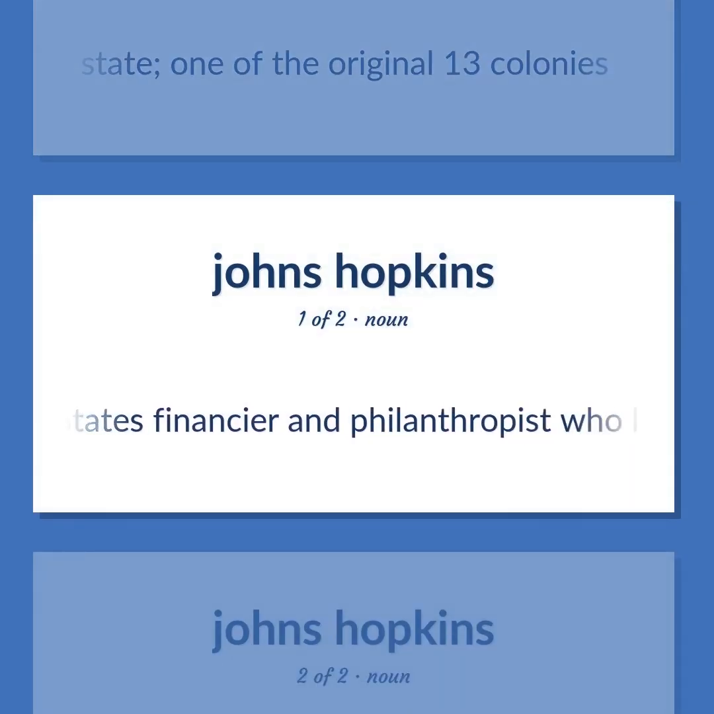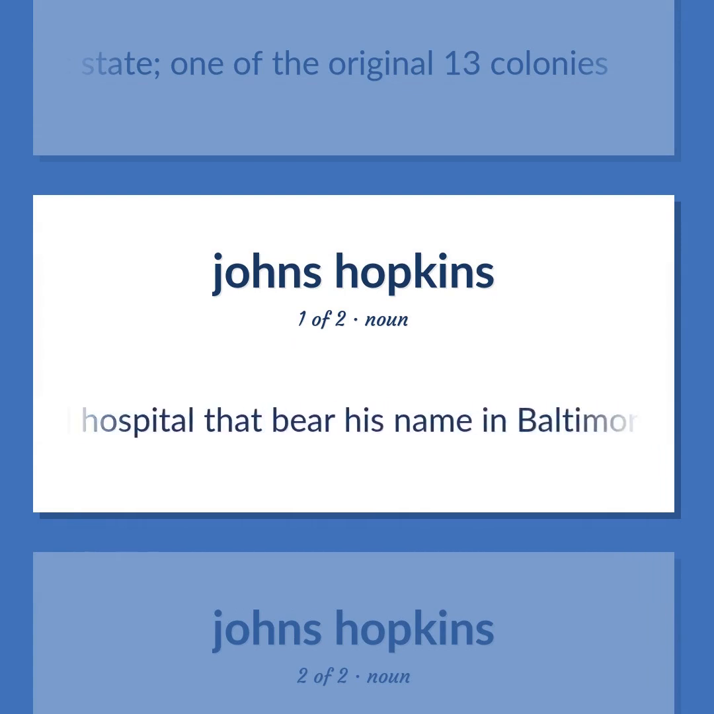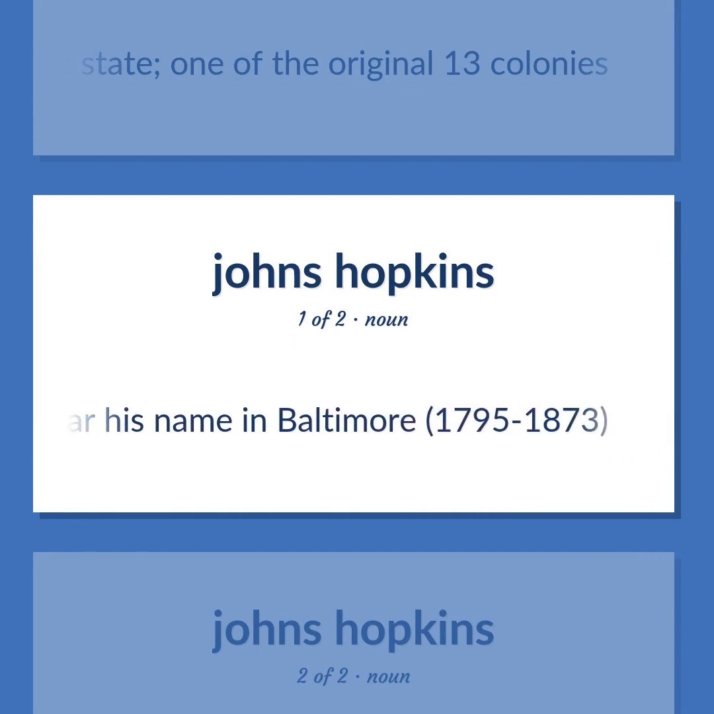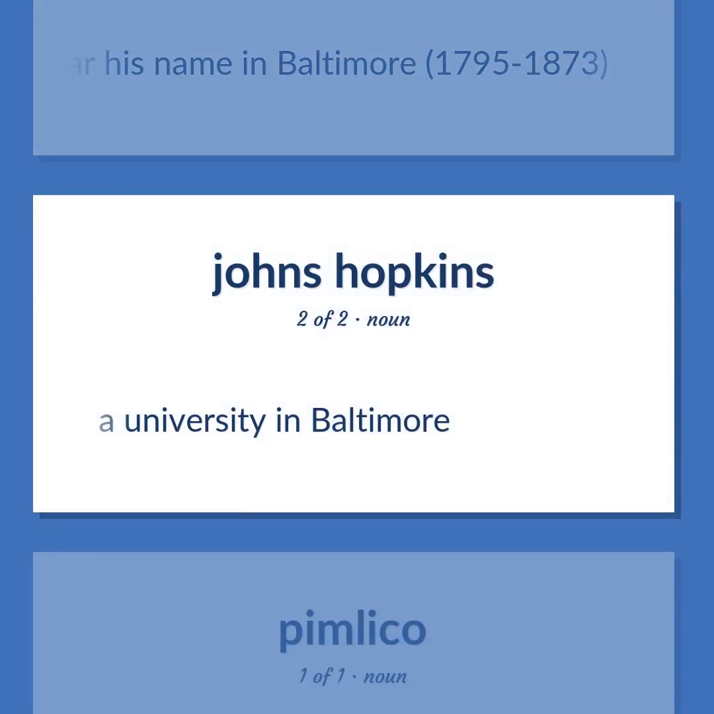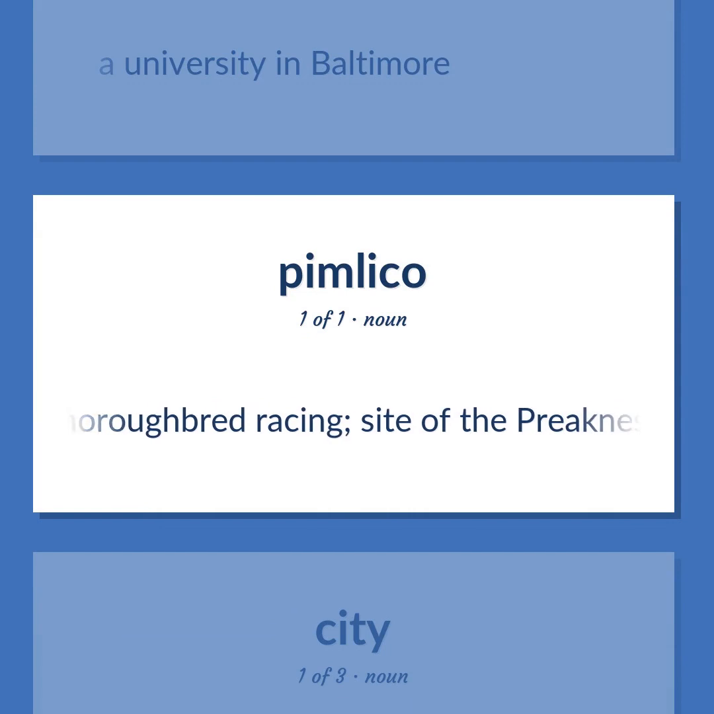United States financier and philanthropist who left money to found the university and hospital that bear his name in Baltimore, 1795 to 1873. A university in Baltimore. A racetrack for thoroughbred racing, site of the Preakness.